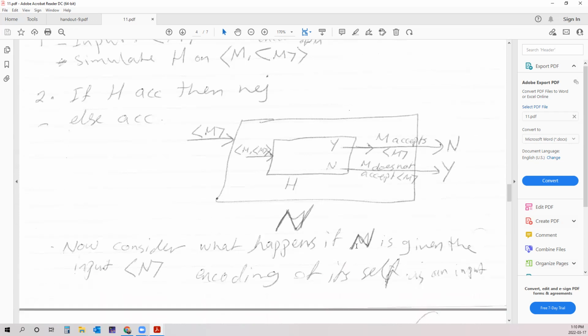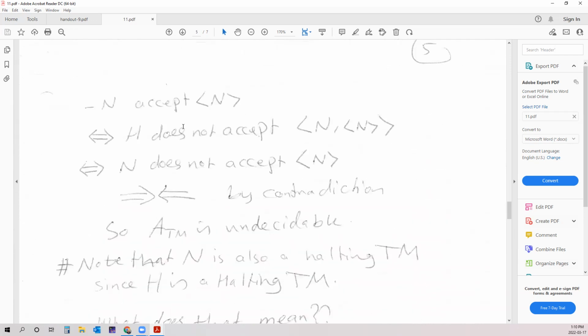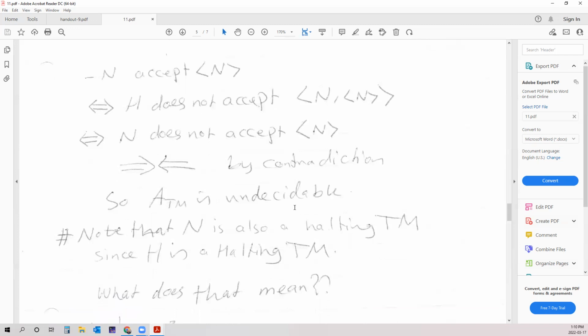Now consider what happens if N is given the input N, the encoding of itself, as an input. N accepts N, so H does not accept N, so N does not accept N. By contradiction, ATM is undecidable. So this is easier than the handout, but you are free to use either of them. Note that N is also a halting TM, since H is a halting Turing machine.